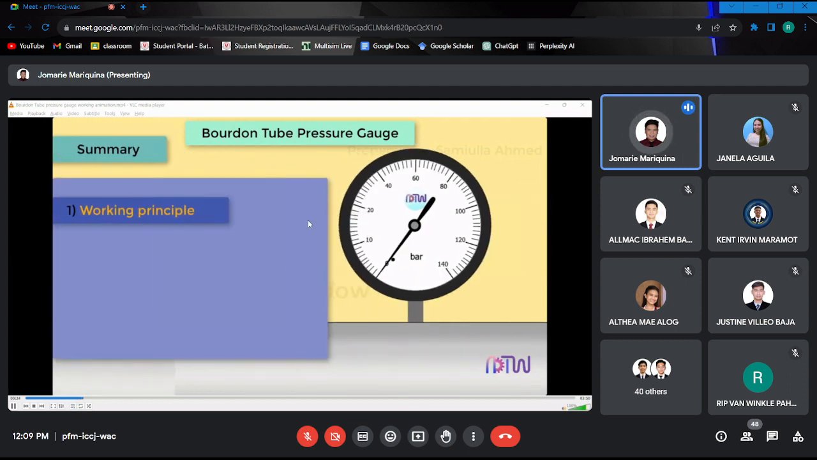1. Working principle of Bourdon tube pressure gauge. 2. Construction. 3. Working. 4. Advantages and disadvantages.